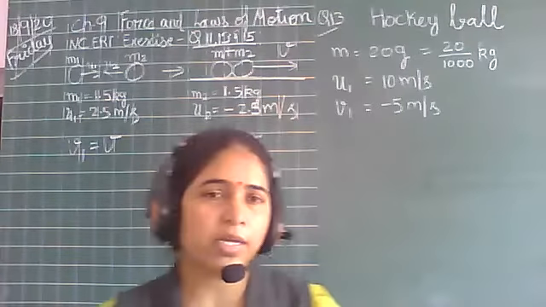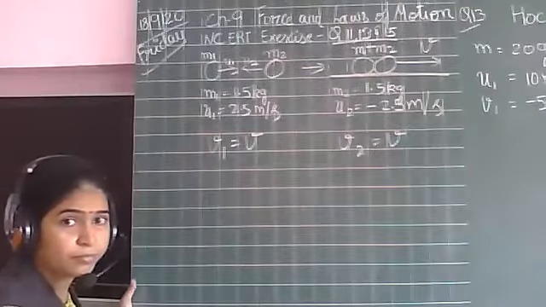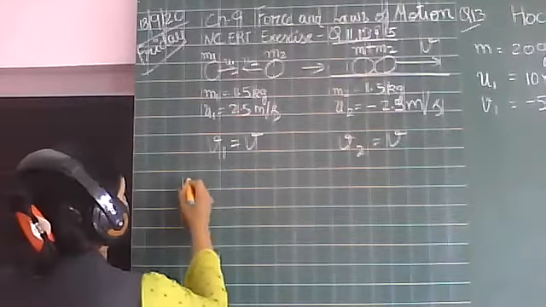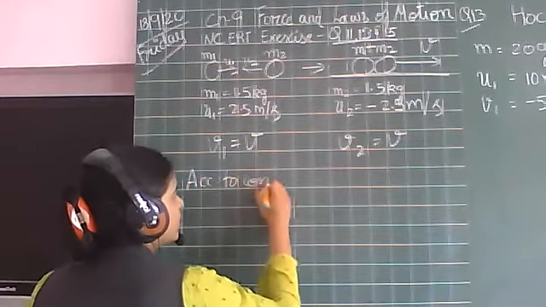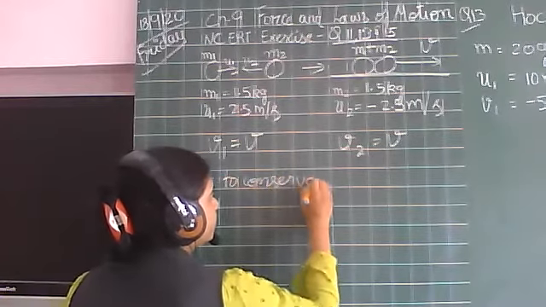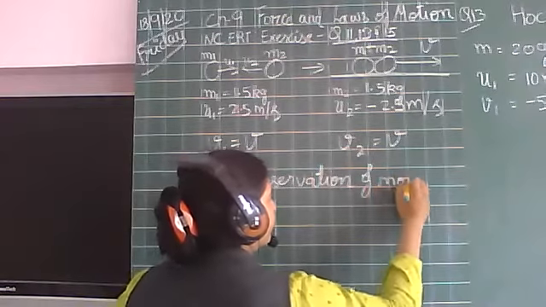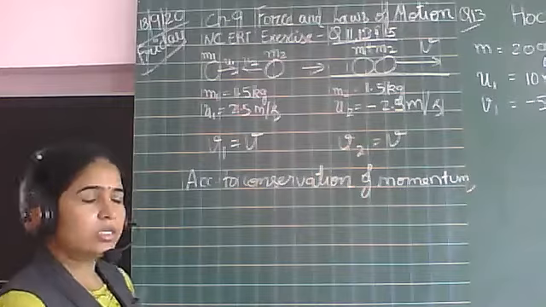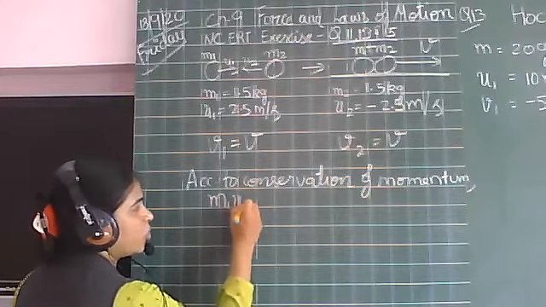So let's write that. According to conservation of momentum, before collision, momentum is m1 u1 for object number 1.